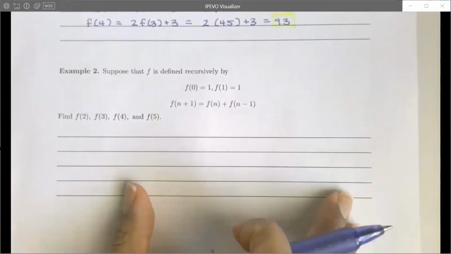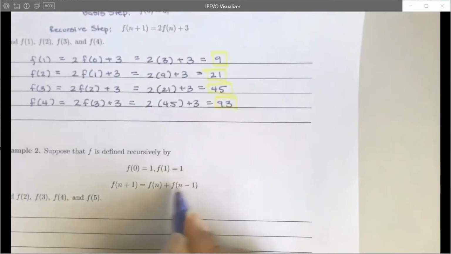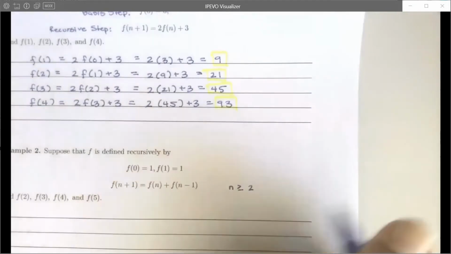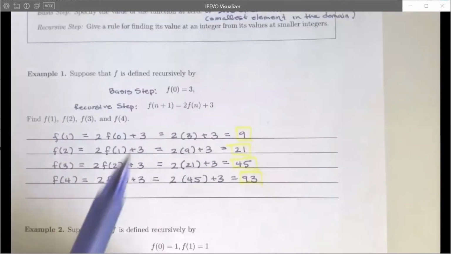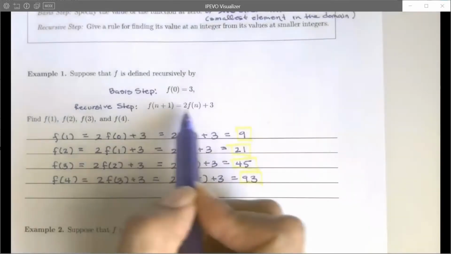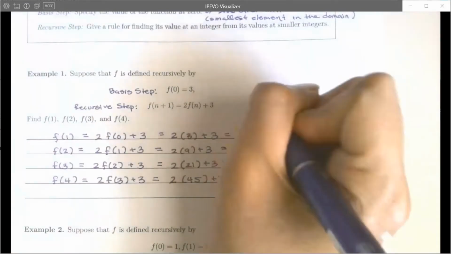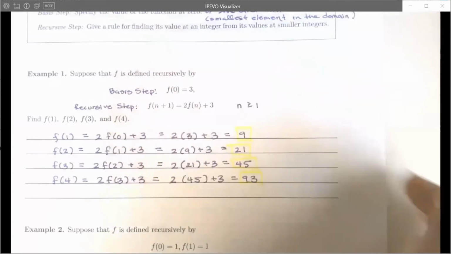Let me just make a comment here. It wasn't explicitly stated, but this means that we are looking at n values that are greater than or equal to 2. And so we're going to include that. Same for example number 1. It wasn't clearly stated for the recursive step, but the recursive step is defined for n being greater than or equal to 1. Just to know.